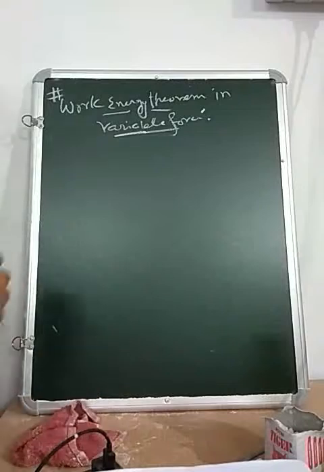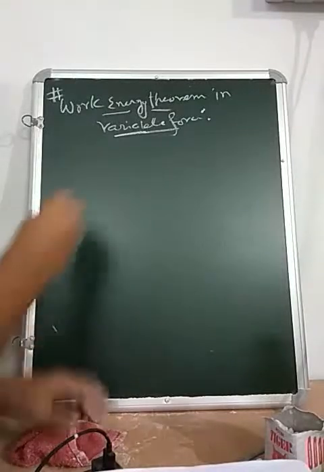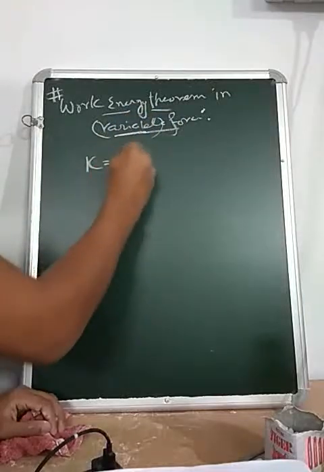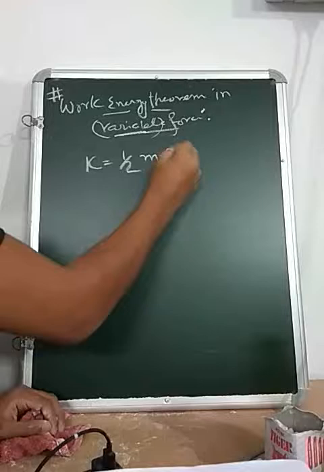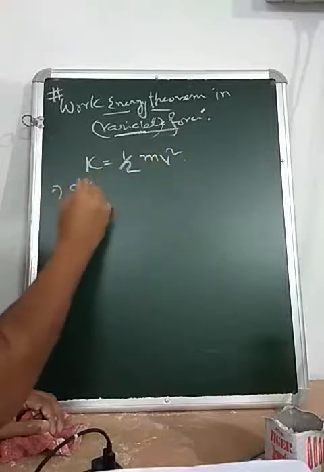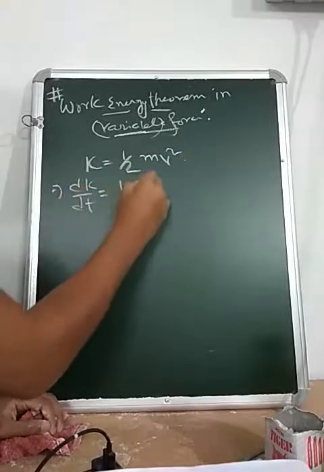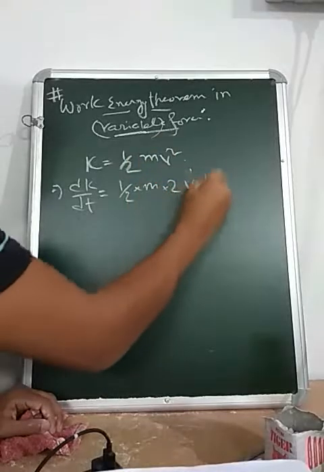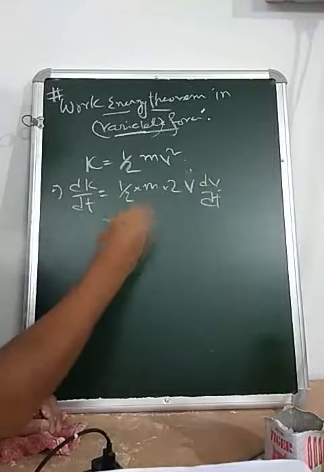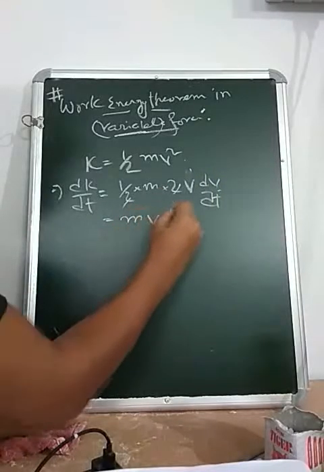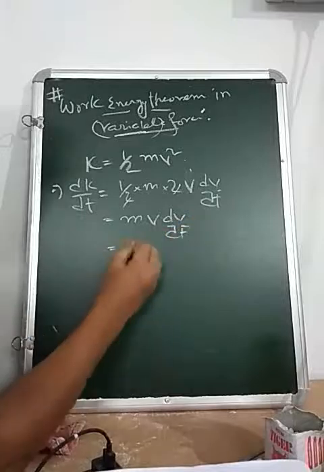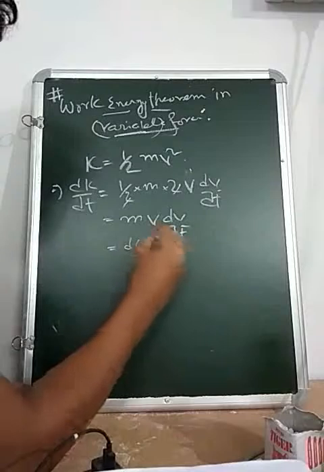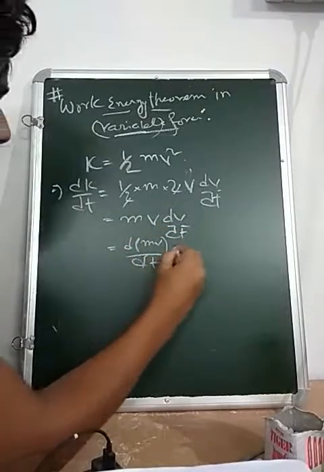Now you have to derive the work energy theorem for variable force. We know that kinetic energy we write as half of m into v square. So we differentiate it with respect to time. Half of, if we differentiate this, m into 2 v dv by dt. The 2 cancels, giving m v dv by dt, or if we take the m inside, d(mv) by dt into v.